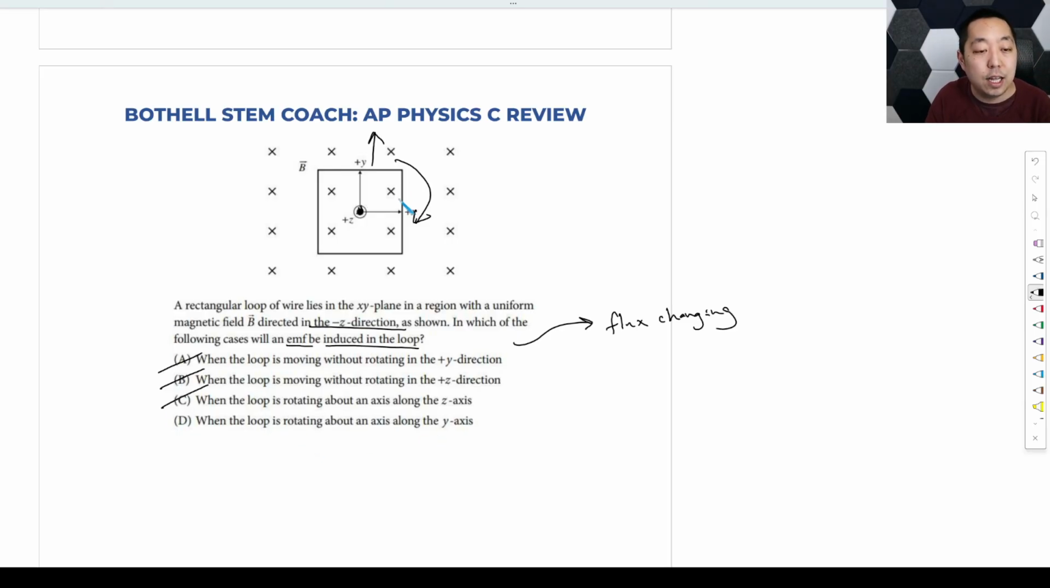When you're rotating about the Y-axis, now we've got something, because the magnetic field is going towards you like this, but then we're rotating the loop. So what we're doing is we're changing the angle. If I rotate it this way, then less is going to pierce through there. Eventually, if I turn it completely sideways, then the magnetic field lines will just pass by it on the sides. So D is the one where we'll induce an EMF.